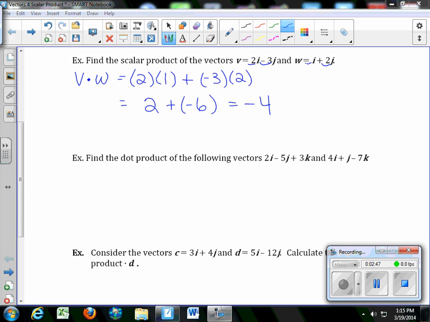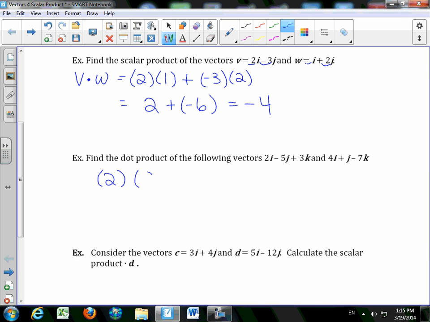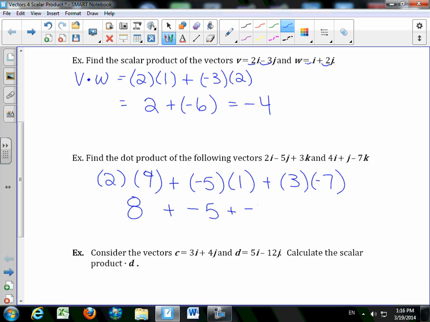So the next example, we have 3 values that we need to multiply together. This one, they don't indicate what the vectors are, so I'm not going to worry about writing down what they are. We'll just do the actual calculation. So here we take 2 times 4 plus negative 5 times 1 plus 3 times negative 7. And then you're going to get 8 plus negative 5 plus negative 21, which equals negative 18.